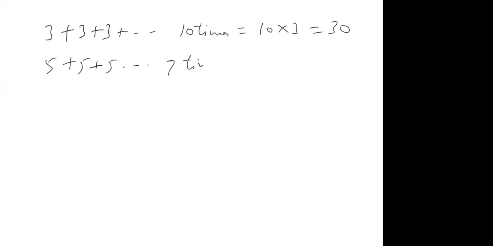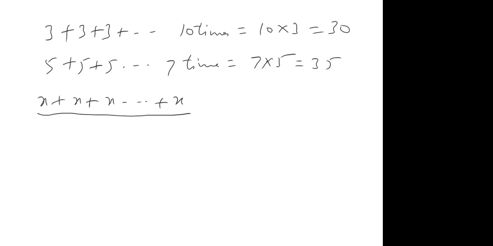3 plus 3, 10 times. This will be how much? 10 into 3, 30. 5 plus 5 plus 5, 7 times will be 7 into 5 is equal to 35. x plus x plus x plus x, how many times? Suppose this is 10 times. Or first take x plus x plus x, 3 times only.